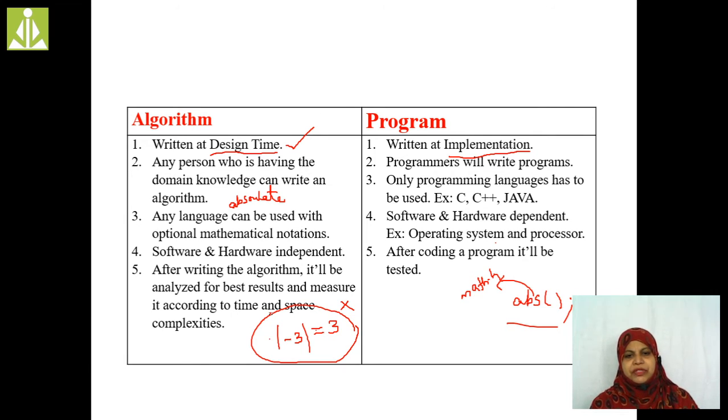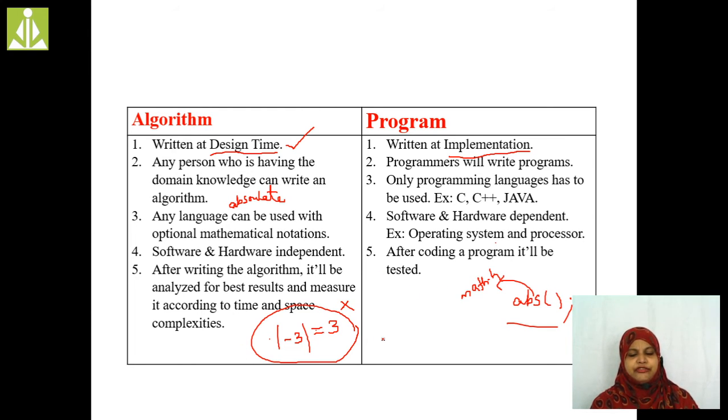Now the fourth difference between algorithm and program is software and hardware independence. An algorithm is software and hardware independent, whereas a program is software and hardware dependent. For example, an operating system is there, a processor is there. Which type of operating system you use to execute the program, which type of processor you use to execute that particular program, all those things are considered while we execute the program. Whereas an algorithm is written in simple English, with no need to use any programming language, and no need to use any software or hardware devices to perform that particular algorithm.